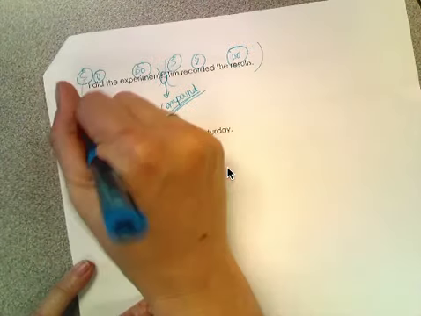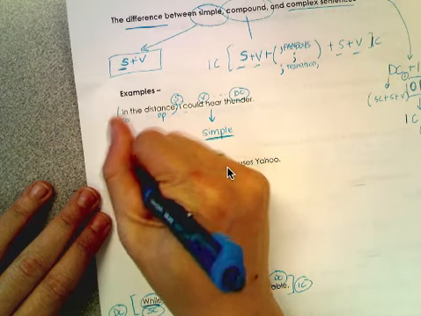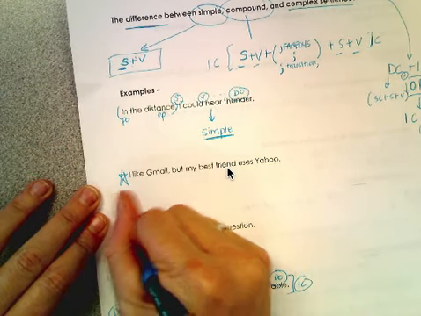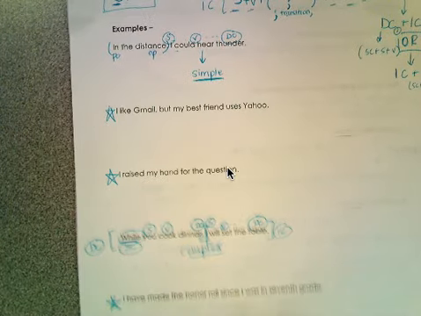So I want you guys to do this one, label and identify. This one, label and identify. This one, label and identify. This one, label and identify. And you will submit that via Schoology, and we'll work on that more tomorrow.